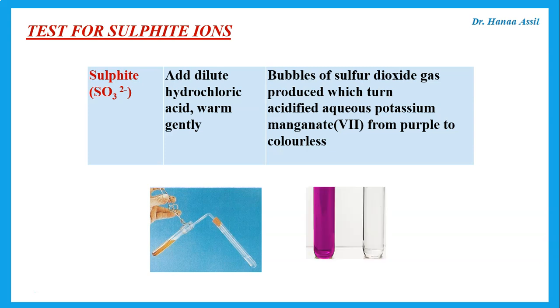Sulfite, we use potassium permanganate to identify the sulfur dioxide gas that is coming out. So when we add dilute hydrochloric acid and warm gently, it gives off sulfur dioxide gas. How do I know it's sulfur dioxide gas? I pass it through aqueous potassium permanganate. It turns from purple to colorless.